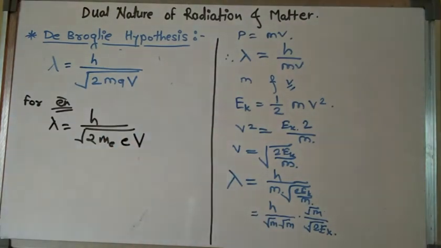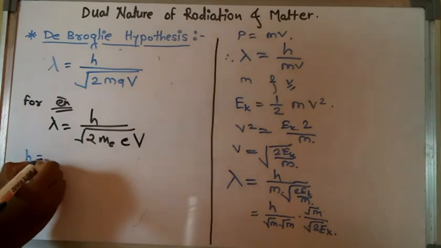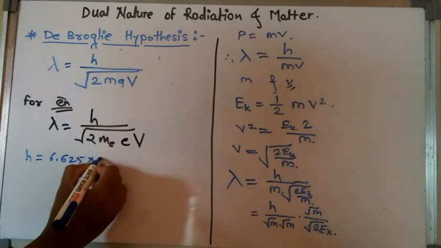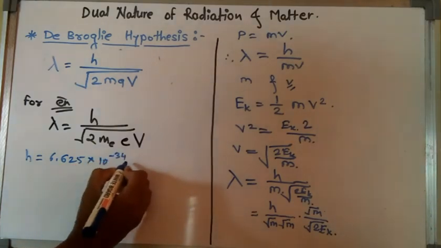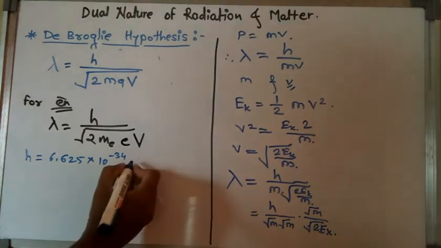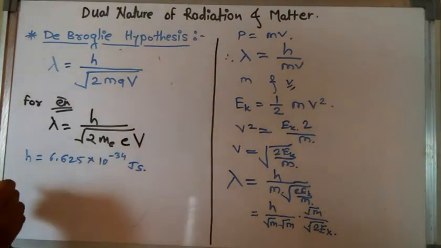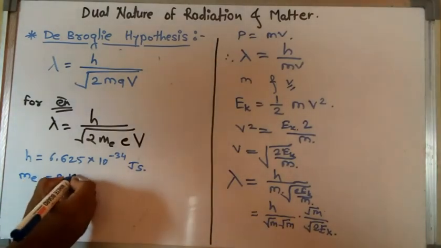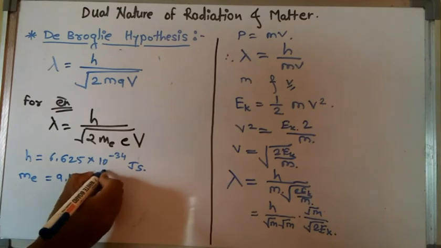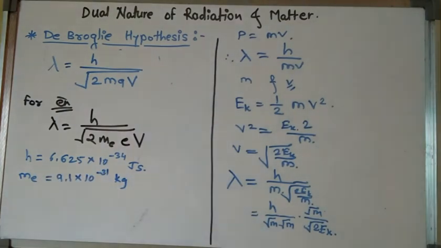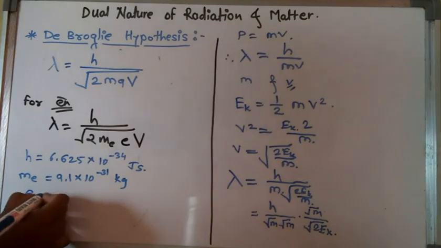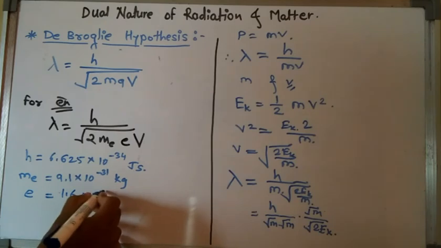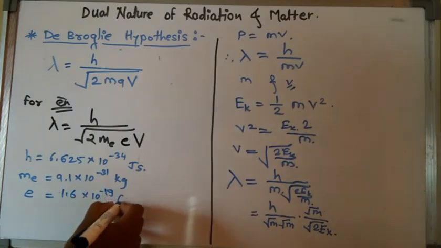Okay, then we know h, that is the Planck constant. Value of Planck constant is 6.625 into 10 raised to minus 34 joule second. Then mass of electron. What is the mass of electron? It is 9.1 into 10 raised to minus 31 kg. Then next is the charge. Charge on electron is 1.6 into 10 raised to minus 19 coulomb.